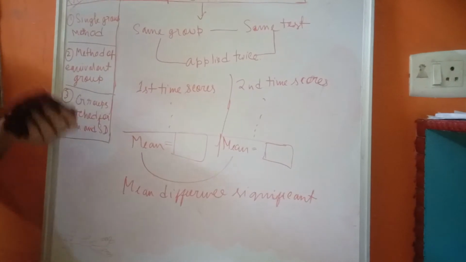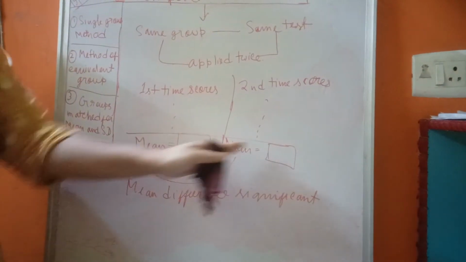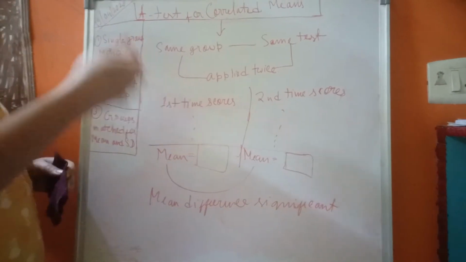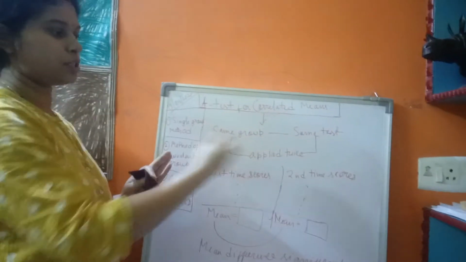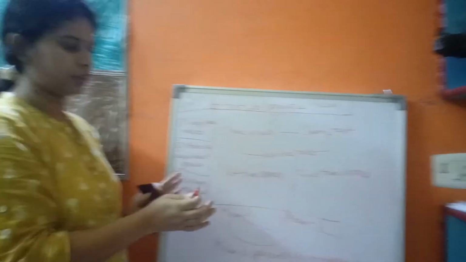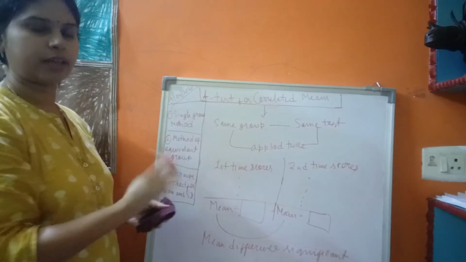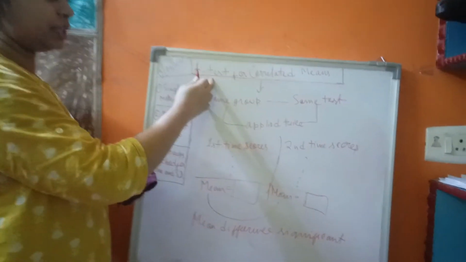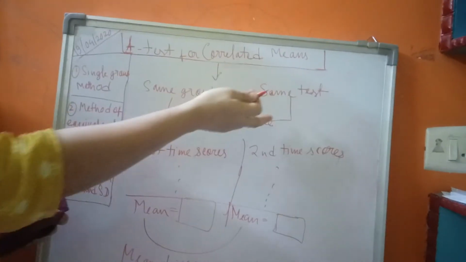If we want to measure whether this difference or discrepancy is significant enough to tell that there is some effect of that training, or that the group shows significant differences between the two times, then we can calculate it with the help of the t-test, and that time the t-test will be for correlated mean.